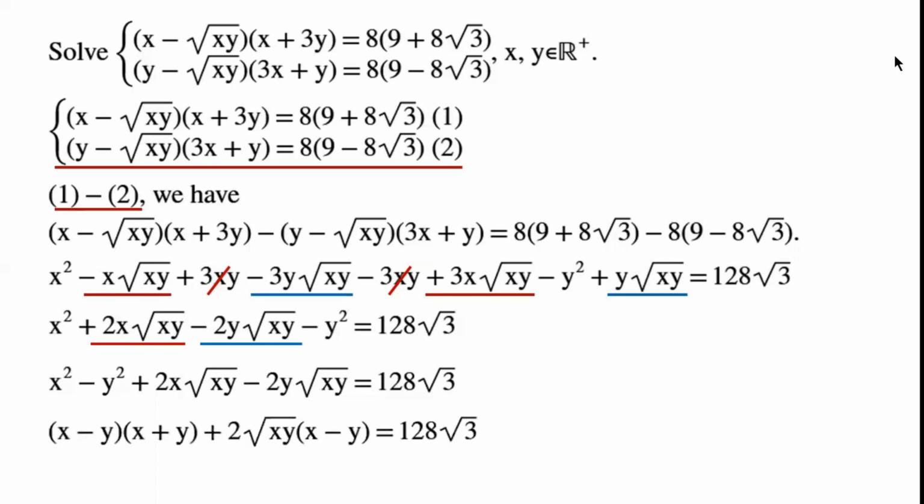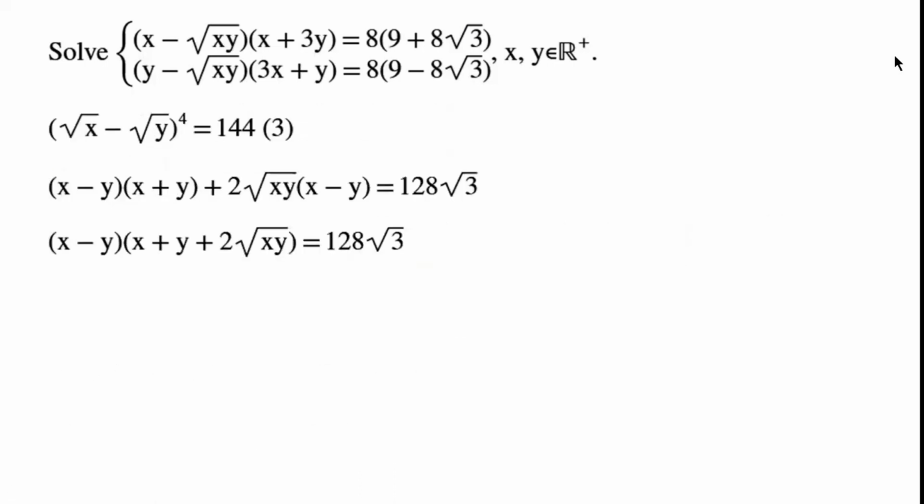which can be written as (x - y)(x + y) + 2√(xy)(x - y), which can be written as (x - y)(x + y + 2√(xy)).